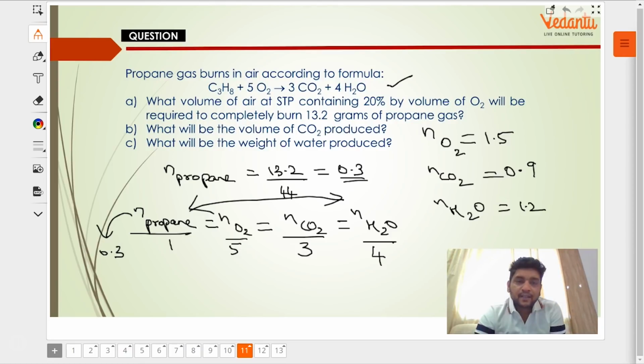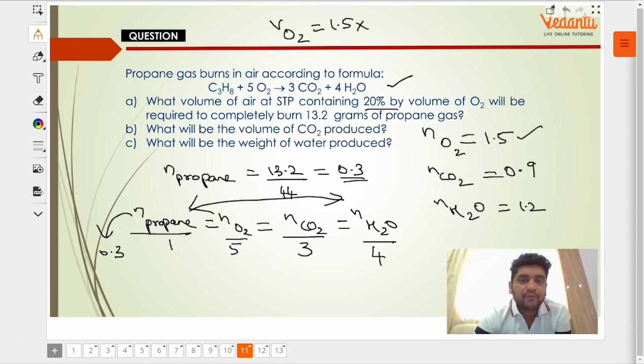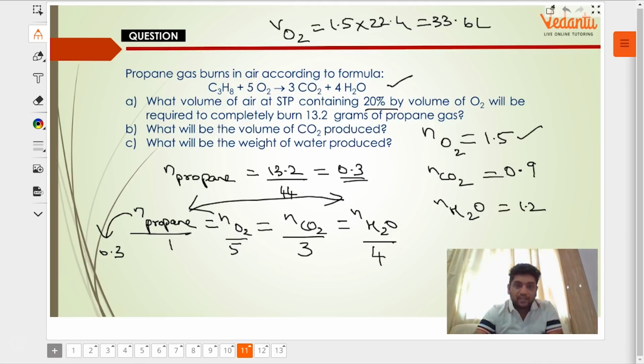So what is asked? What volume of air at STP containing 20% oxygen by volume? तो एयर में पूरा ऑक्सीजन नहीं, ऑक्सीजन के मुझे चाहिए 1.5 मोल्स. तो ऑक्सीजन का वॉल्यूम क्या होगा? वॉल्यूम ऑफ ऑक्सीजन रिक्वायर्ड विल बी 1.5 into 22.4 which is 33.6 liters, right? This is the volume of oxygen that I need, but this is the volume of pure oxygen. What is the volume of air is what they have asked you.